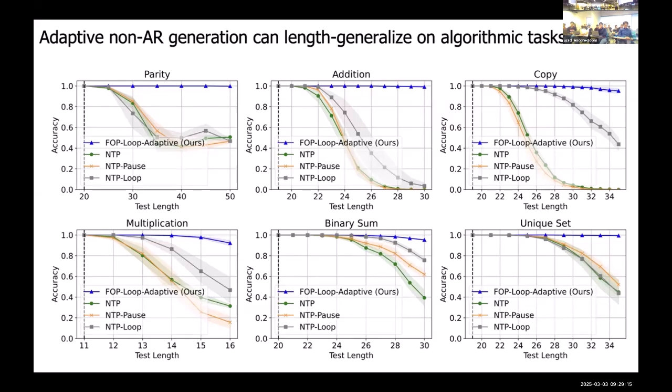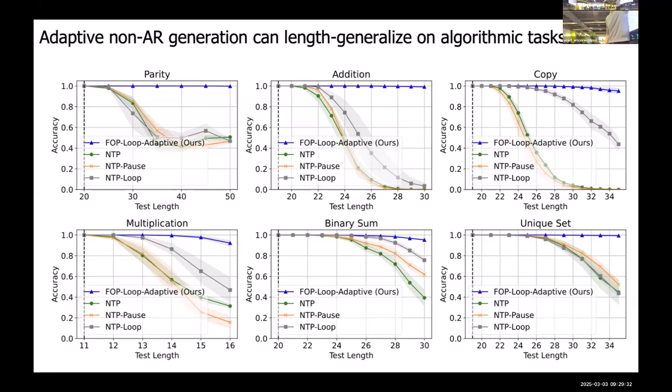I think this is the NTP loop, which is exactly what you suggested. We are still having a loop transformer, shared weights, multiple iterations, but we are still doing next token prediction, not non-autoregressive generation.